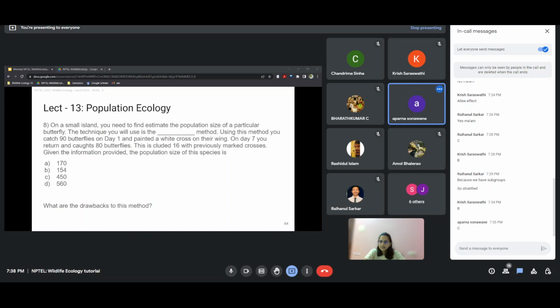Yes, ma'am. In the first, 90 butterflies are caught, and 90 upon n we can consider is equal to the butterflies which are total captured, 80 in the second case. And out of which 16 are marked. Right. So 90 upon n is equal to 16 upon 80. Yeah, I think you are correct. So n is equal to 450.